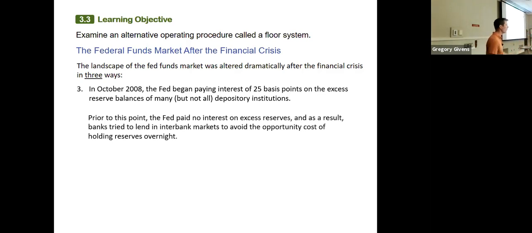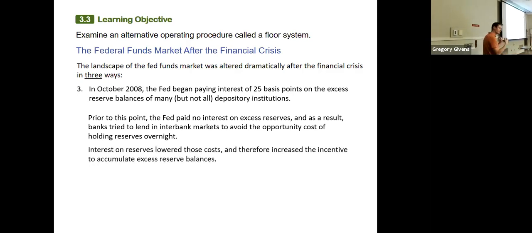Now, you may think that 0.25 percentage points is not a lot, and it isn't, but at the time, other market interest rates were also very low. So this was one of the best rates that commercial banks could actually get at the time. Right, so the punchline here is that interest on reserves lowered these costs, and therefore increased the incentive for banks to accumulate more and more excess reserves.